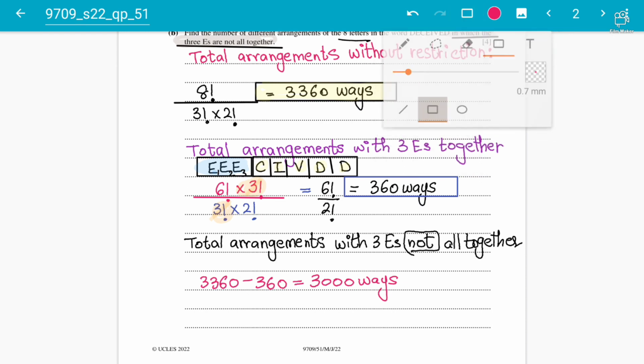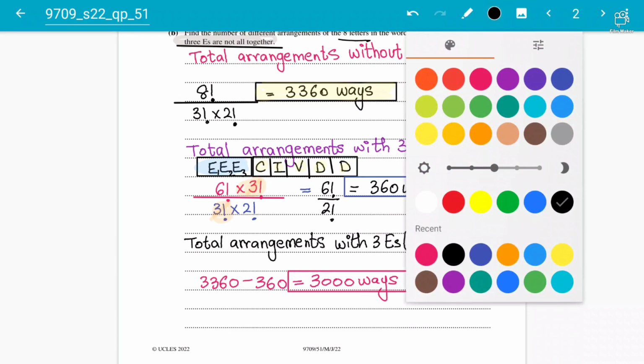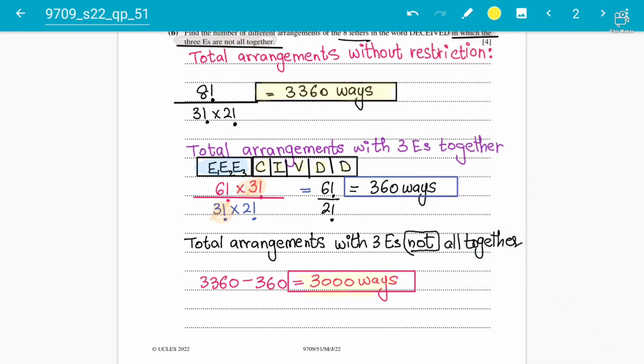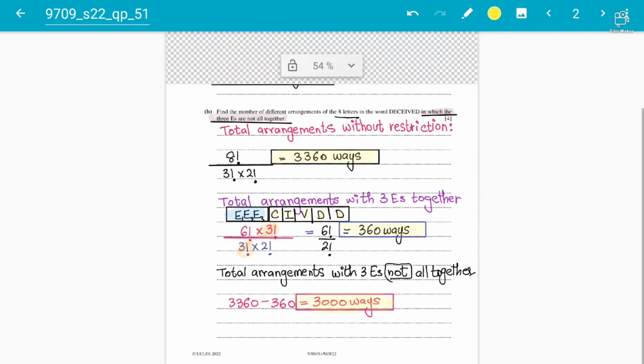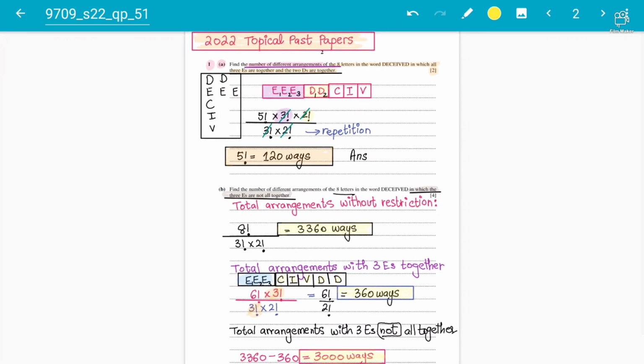So I've explained how you get all 4 marks in this type of question as well. First mark for total arrangements without any restrictions, 2 marks for finding 360 ways with 3 E's together, and 1 mark for the final answer. So this is the first question that we have done on permutations and combinations of a word, which is basically about arrangements with restrictions, as well as how you deal with repetition.